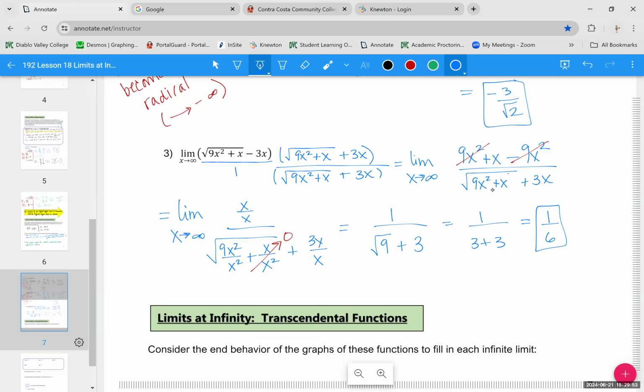All right. So that is our technique for applying limits at infinity to rational functions, including those with radicals.